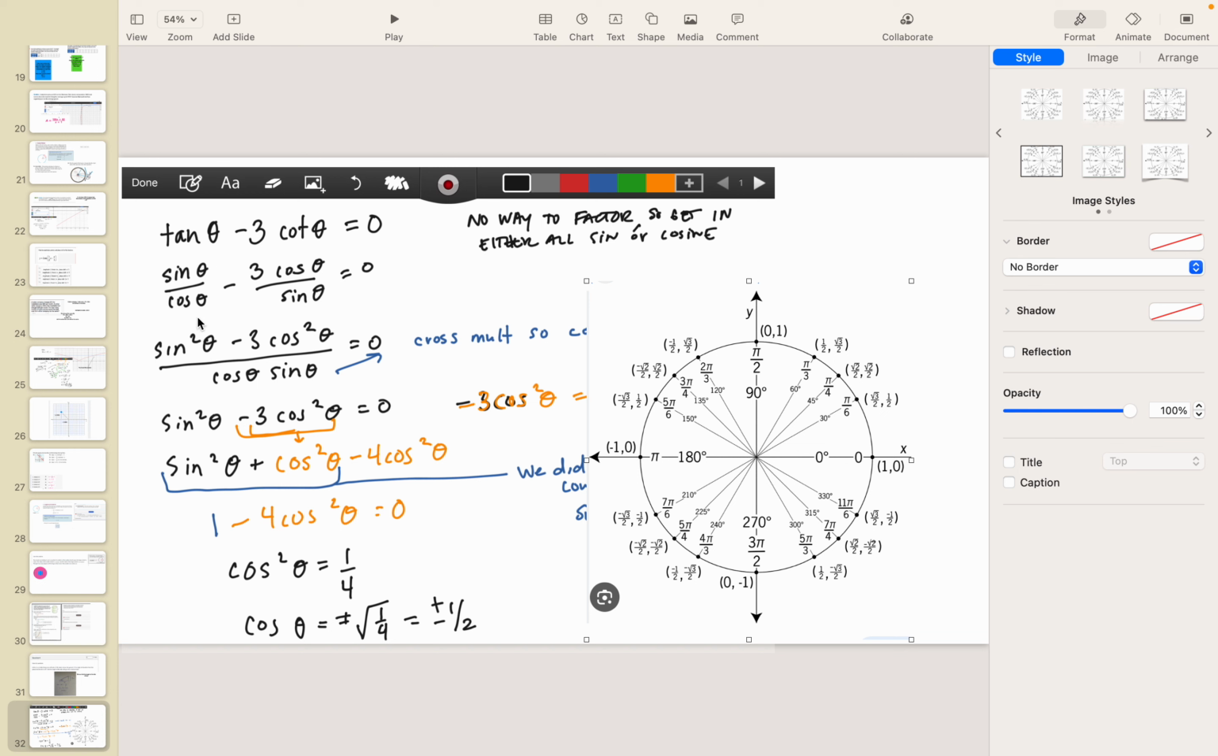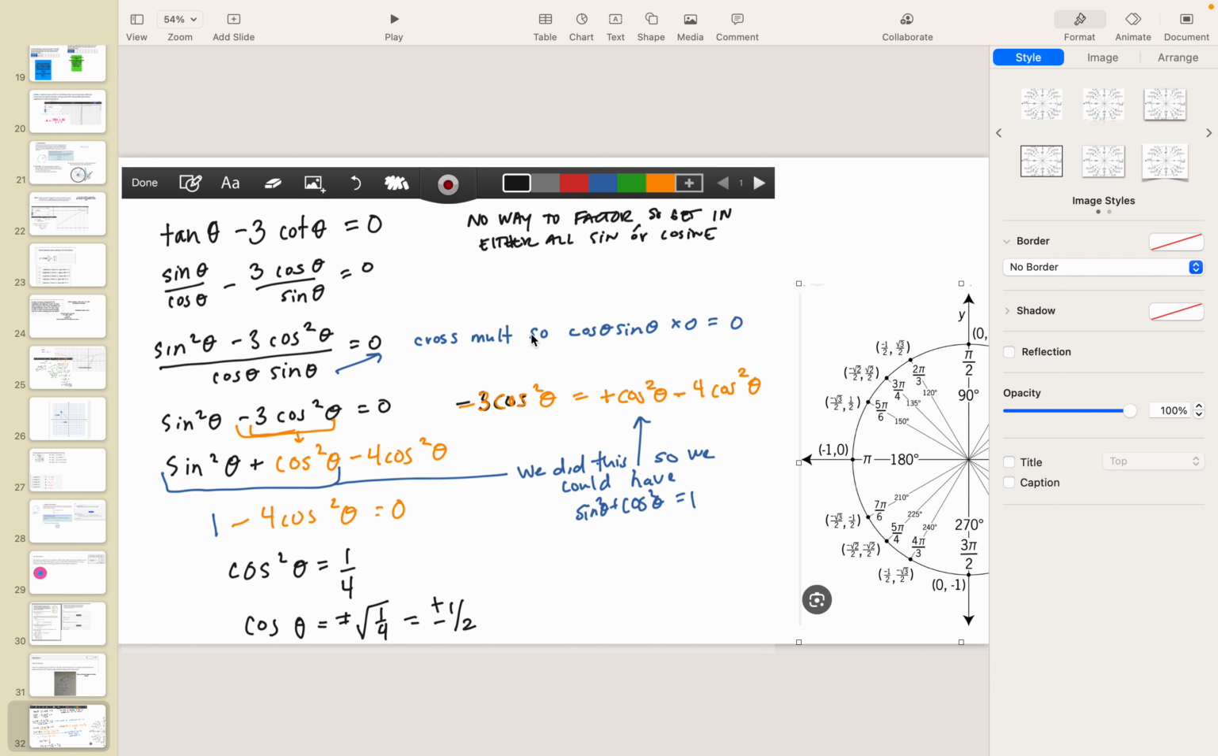So I rewrite the tangent, I rewrite the cotangent, I find a common denominator. I go ahead and do this a little bit earlier. I multiply the denominator by 0 so that it equals 0. Anything times 0 is 0. So now I'm just working with the numerator.